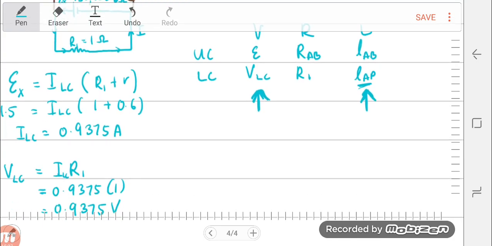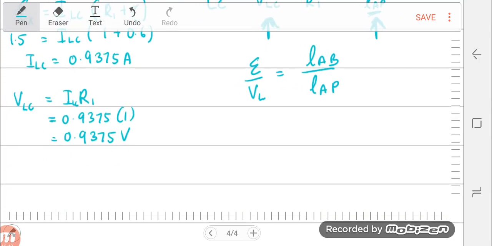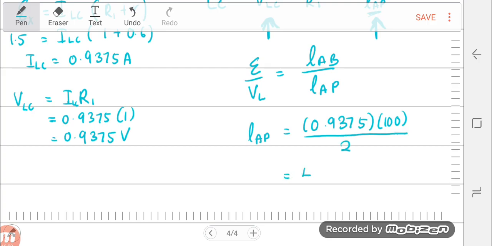Okay? So EMF over VL equals to LAB over LAP. So LAP equals to 0.9375 volt times 100 centimeter divided by 2 volt. So our final answer is 46.88 centimeter.